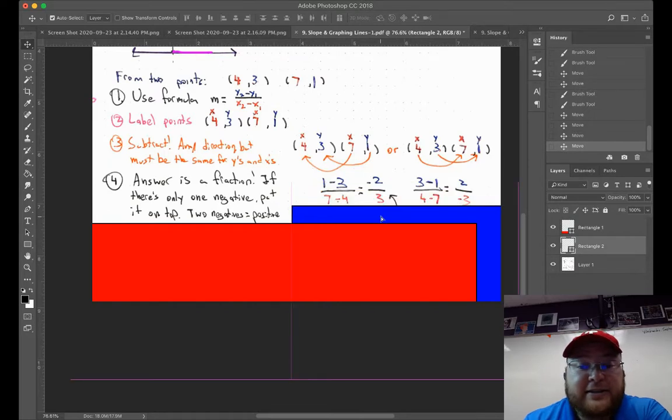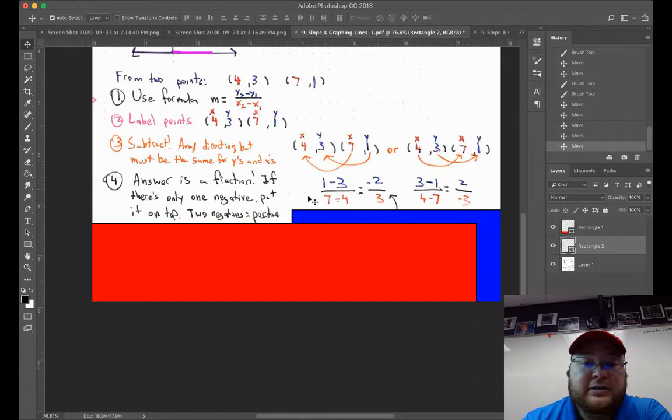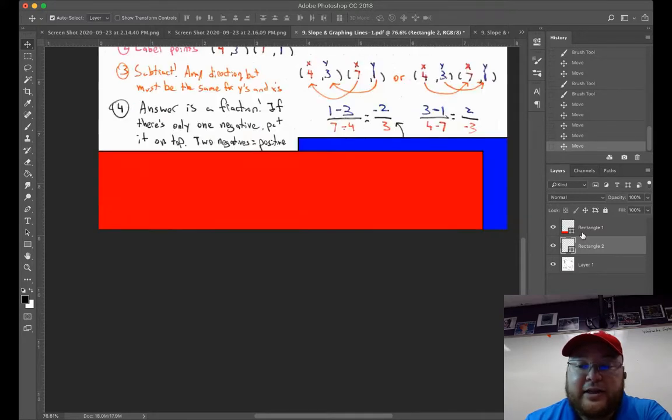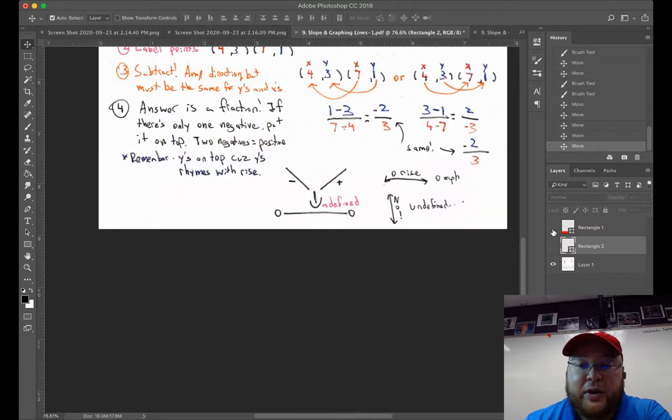So basically what happens when we did this, 1 minus 3 is negative 2. 7 minus 4 is 3. You get negative 2/3. And this one we did 3 minus 1 is 2. 4 minus 7 is negative 3. Like I just said, if you have a negative, just one of them, put it on top. Look, they are the same.